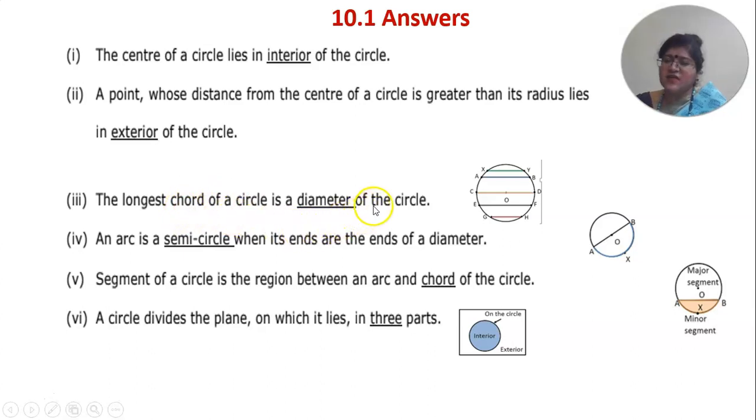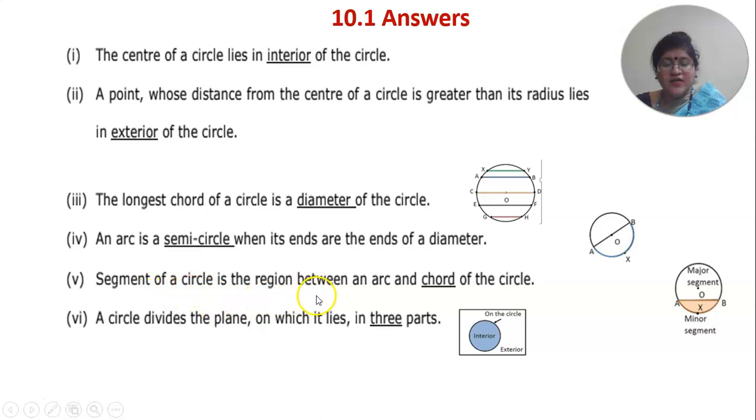The longest chord of a circle is the diameter. If you look at this, as it goes towards the pole, the length decreases. So diameter is the longest chord of the circle. An arc is a semicircle when it ends at the ends of a diameter. It means what? Look at this arc, AXB. It ends at the diameter, that means AB is a diameter. And if AB is a diameter, this entire portion is called a semicircle, because this diameter will divide it into two semicircles. So it's just a twisted way of asking you a question.